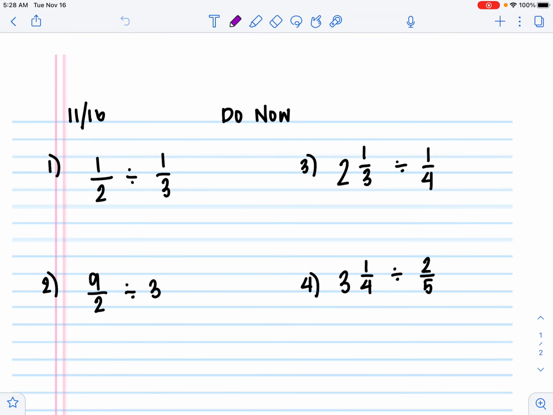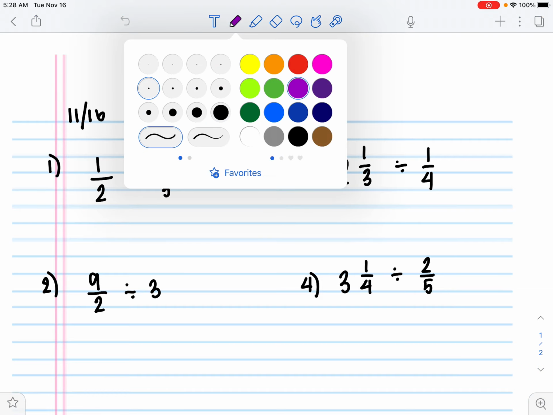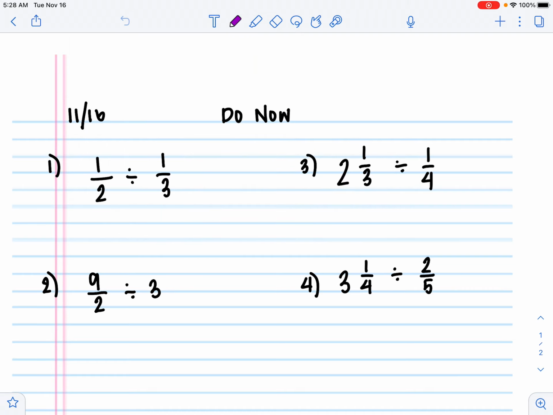All right, so to divide 1/2 by 1/3, we'll use the keep, change, flip strategy that we learned yesterday. If you weren't here yesterday, make sure you did the makeup work for yesterday so you can follow along with this video. We'll keep the first fraction the same, and then we know we're going to change our division symbol to a multiplication symbol, and we will flip 1/3 to the reciprocal.